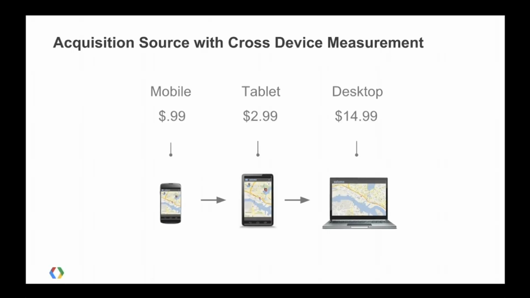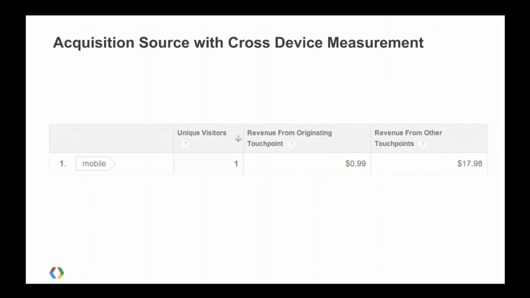Let's do this again using user ID and the new cross-device reports. So here's the same interaction. And now Nick is signing in. So I'm sending his user ID to GA. And here's what we get with the new acquisition source report. We're able to see that there was just one user, that we acquired them through mobile. And here's the really cool part. We can see that on the originating touch point, which was that original mobile phone, we generated 99 cents in revenue. But the really awesome thing is now we can see, because we have user ID that's tying all this together, on all these other touch points, all these other devices, Nick actually spent $17.98 more incremental.